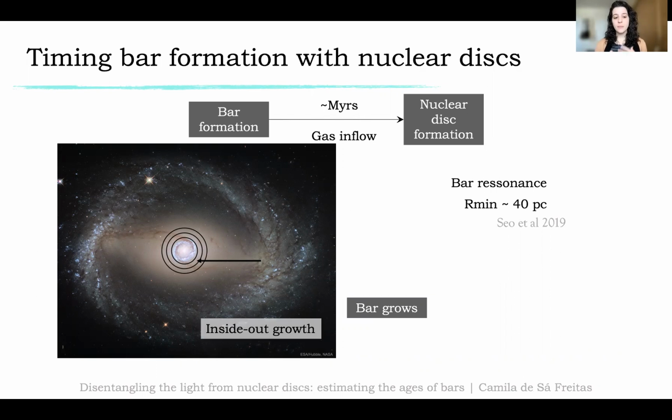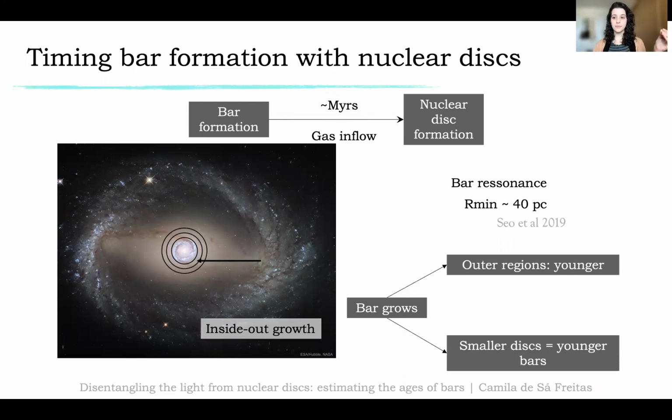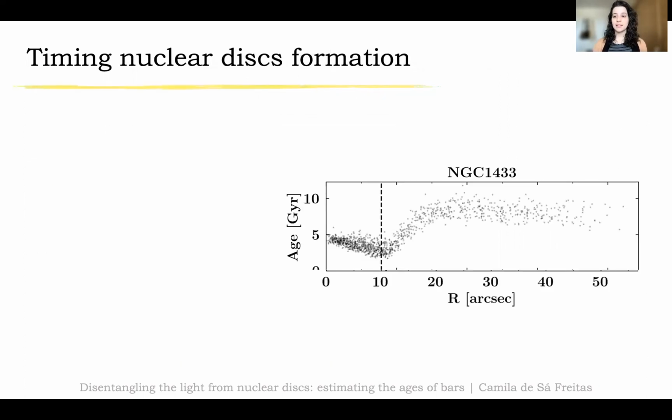And we have some expected consequences from this growth. The first one would be that the outer part of the nuclear disk will be younger because it formed more recently. And we also expect that smaller nuclear disks will be associated with younger bars, basically because the bar will form small, and then the resonance will also be at very small radii, around 100 parsecs or less. So how can we time the moment that the nuclear disk formed? Because it's also not extremely straightforward. We have to keep in mind that the nuclear disk is sitting on top of the main underlying disk.